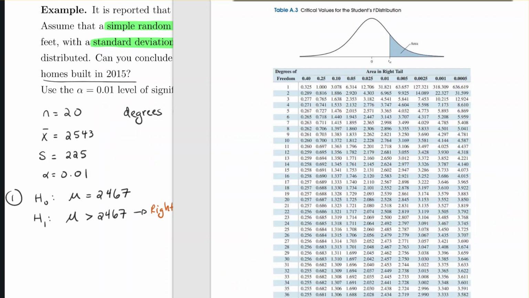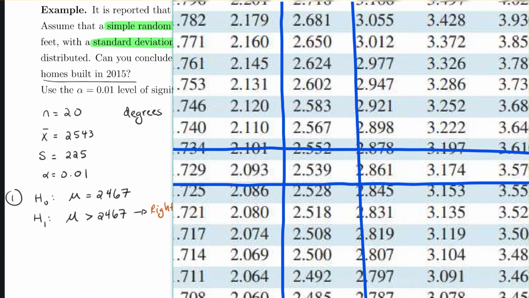So we have our chart written here. I know my alpha value is 0.01, so I'm looking down the 0.01 column. We see where that intersects with our degrees of freedom of 19. And from this, we see our critical value is 2.539.